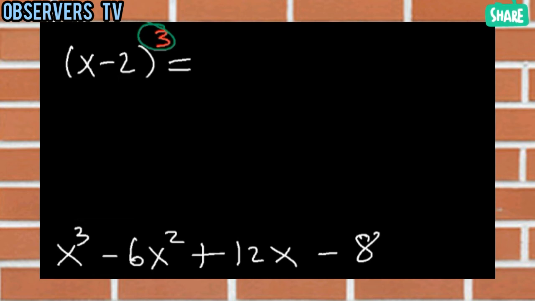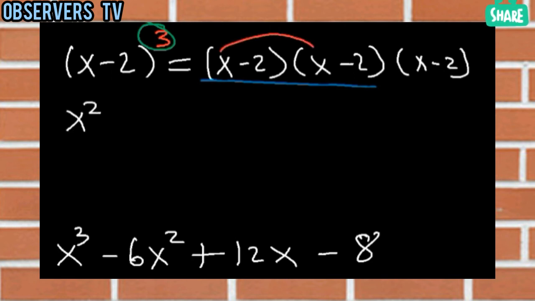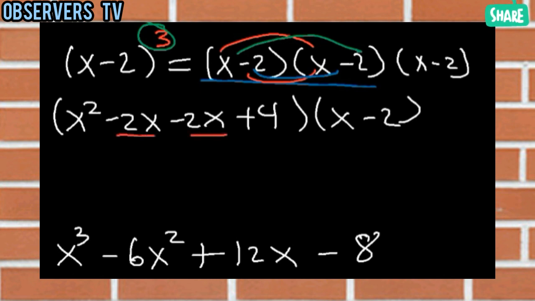Now let's confirm the answer by foiling x minus 2 three times. So what we're going to do is FOIL the first two terms. X times x is x squared. X times negative 2 is negative 2x. Negative 2 times x is also negative 2x. And finally, negative 2 times negative 2 is positive 4. Now we can combine the middle terms. Negative 2x minus 2x is negative 4x.